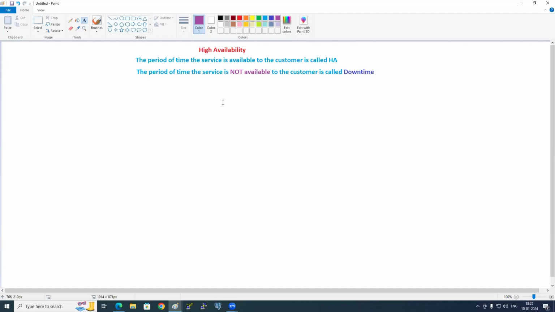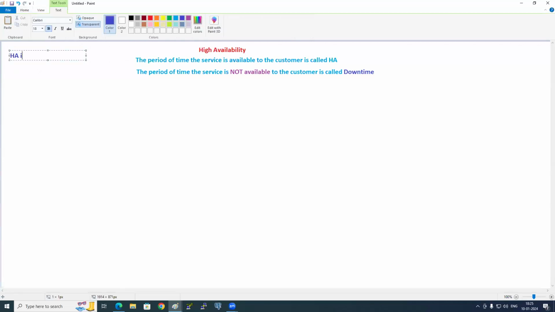And we'll talk on that. So high availability is measured in what? Percentage. HA is measured in percentage.